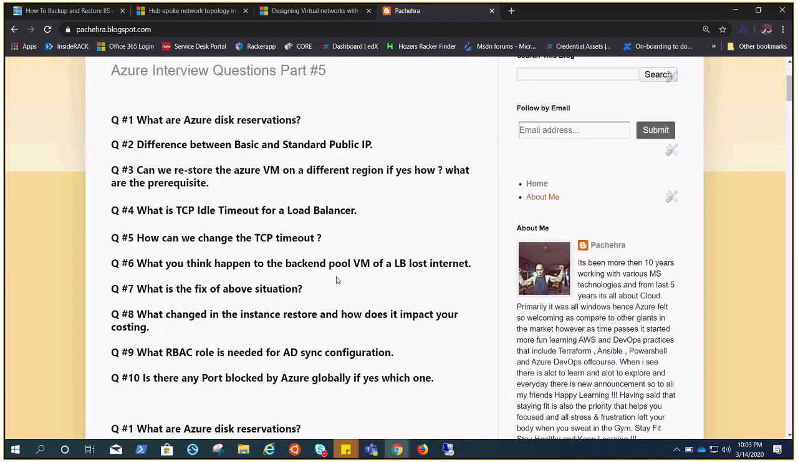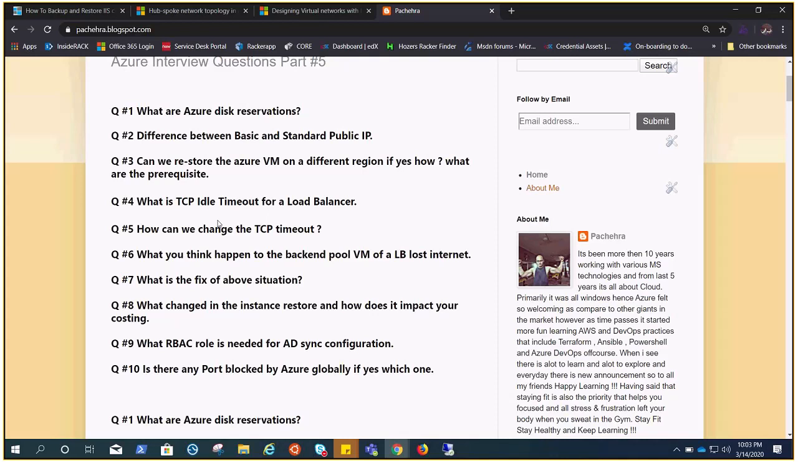Now, what is TCP idle timeout for a load balancer? Well, this question is a little deep and very good. Here you let the interviewer know that you actually know the Azure resources, what they are for. You are not just a guy who knows how to create resources and things like that. Okay, so TCP timeout is a time for the session which is maintained between client and your cloud service. By default, it is 4 minutes, but you can go up to 30 minutes.